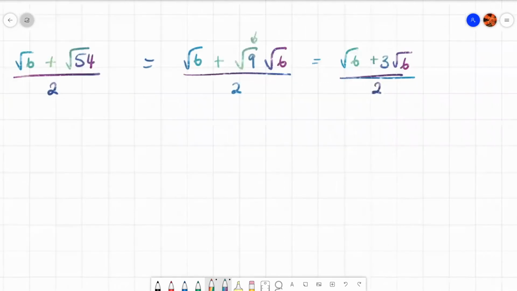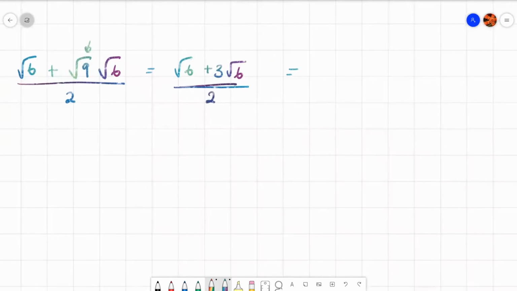Now, root 6 plus 3 root 6, that's like 1 root 6 plus 3 root 6, which is 4 root 6 all over 2. Now, can we divide the 4 and the 2 by anything? Yes, we can. We can divide them both by 2. So if we divide them both by 2, that becomes 2 root 6 over 1. Do we write that over 1? No, we don't. We just end up with 2 root 6.